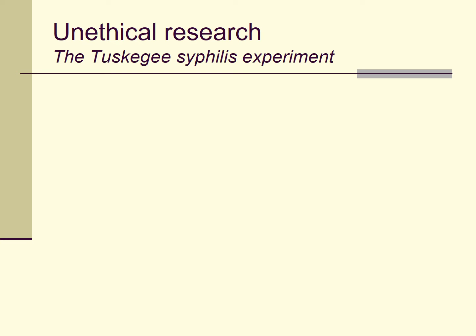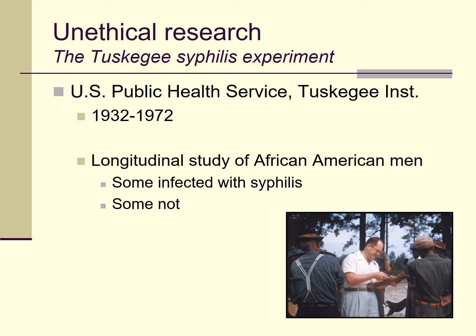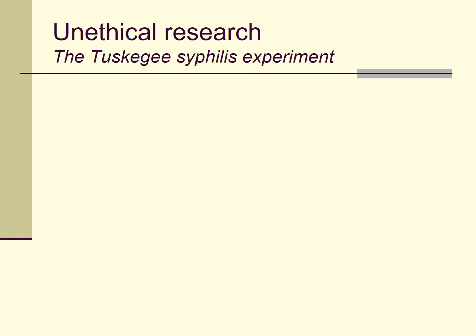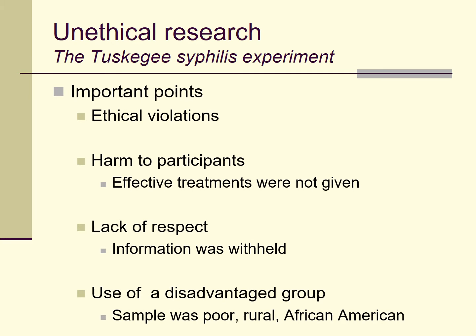Now, one of the most famous, really infamous examples of unethical research is or was conducted by the U.S. Public Health Service at the Tuskegee Institute from the early 1930s to the early 1970s. This study was a longitudinal examination of African American men, some of whom were infected with syphilis and some of whom were not. And the study looked at a variety of outcomes for these different groups. Now, what's concerning from an ethical standpoint about this study are a number of violations of what we would now consider to be basic good principles of ethical research.